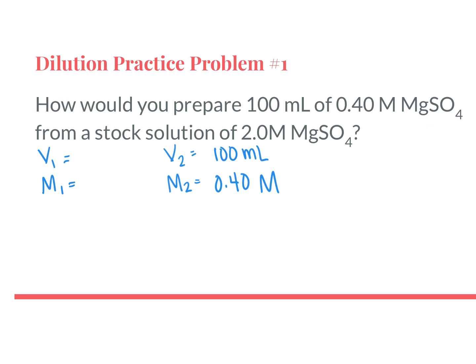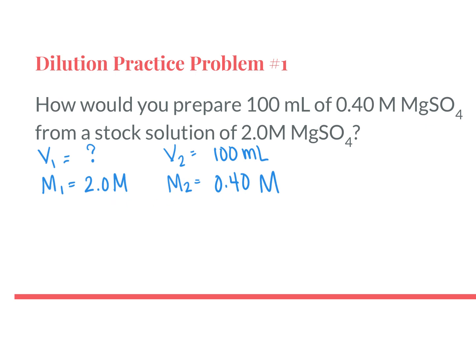If you read the word problem, do you see a second volume? There's no second volume, so we're going to end up solving for V1. So I'm just going to put a question mark there. And then what's the other molarity listed? 2.0. Okay. So that's that stock solution, or that's your starting solution. So what this is saying is you have this 2.0 molar solution, but we have to dilute it down to 0.40 molar. So how do we do that?